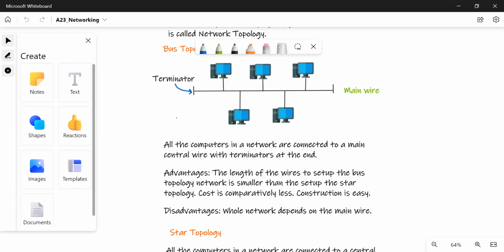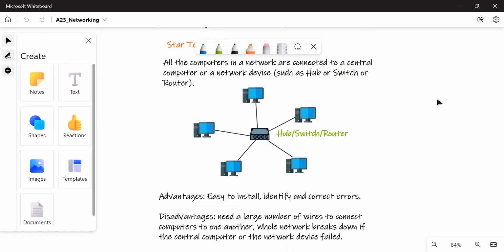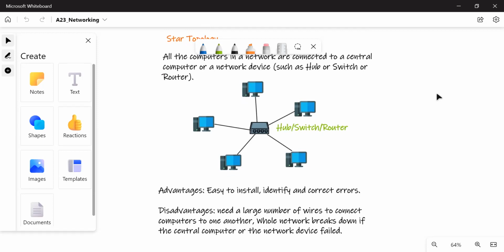What we need to remember is we will have a main wire, and within the main wire, a couple of computers are connected, right? Okay. So the next thing is star topology, which is very common. And usually you will see this kind of connectivity within homes. For example, when we connect our computers at home, it'll create a star topology.